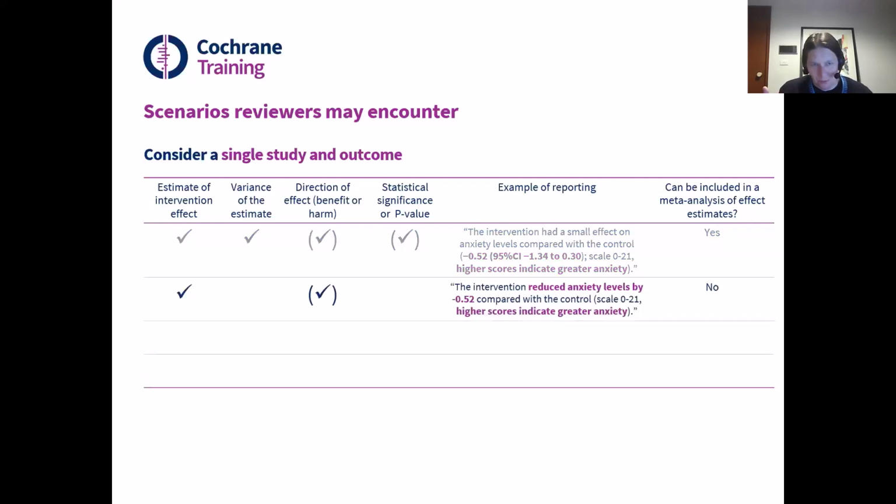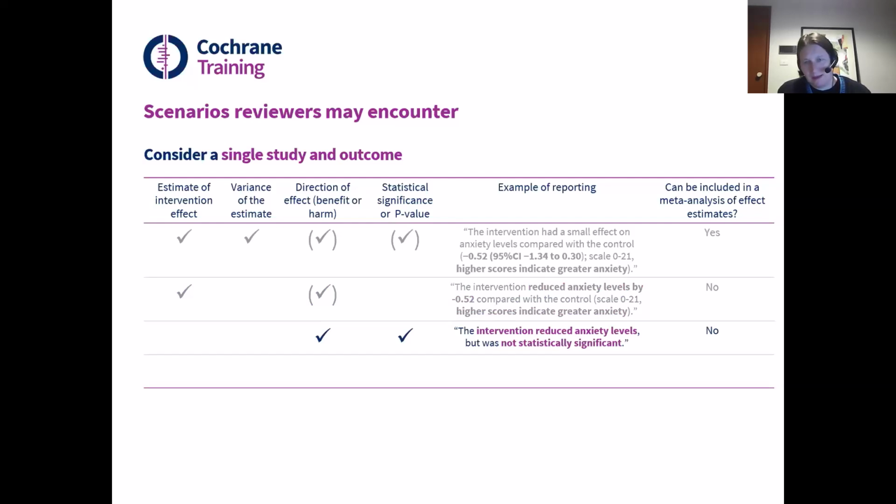Sometimes you'll get, though, less complete reporting. For example, here we might have someone report the intervention reduced anxiety levels by minus 0.52 compared with the control. We now have no information about how certain we are about that effect estimate. And when I'm talking about certainty, I'm talking about statistical certainty, not the certainty that is often talked about in terms of grading the evidence. If we only have that information, we know we have an estimate of the magnitude of the intervention effect. We can clearly calculate that. We can clearly know what the direction of the effect is, but we can't include that result within a meta-analysis.